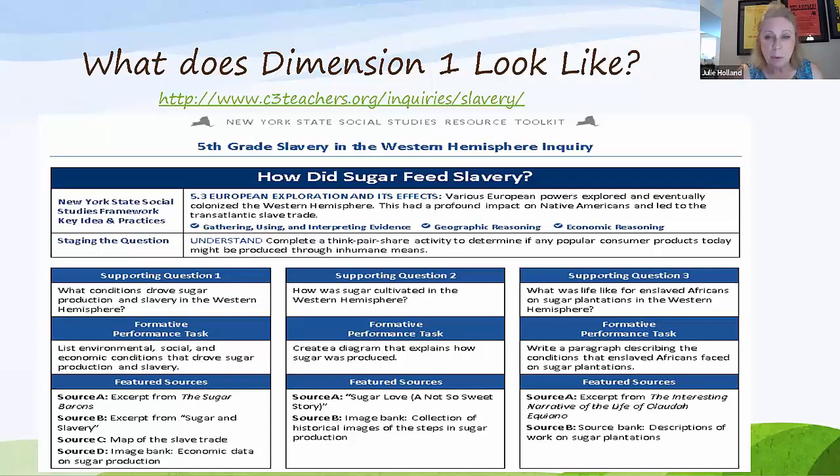Then we want to look at the 3 supporting questions. You'll see those down below. What conditions drove sugar production? That's content. We have to go out and find that information to know where we're going. The second one, how was sugar cultivated? The third one, what was life like for enslaved Africans on sugar plantations in the Western Hemisphere? Fascinating research that's going to drive us to answer how sugar fed slavery.